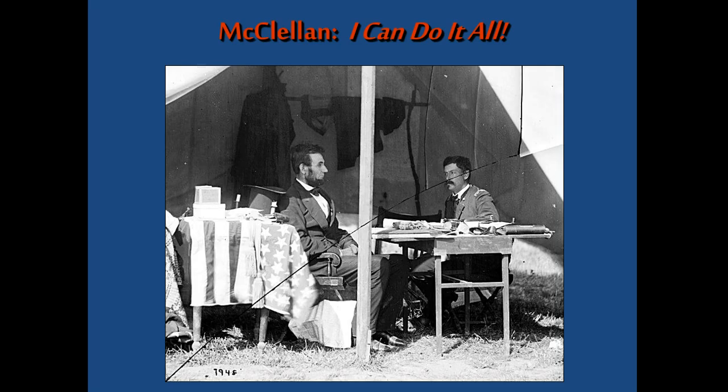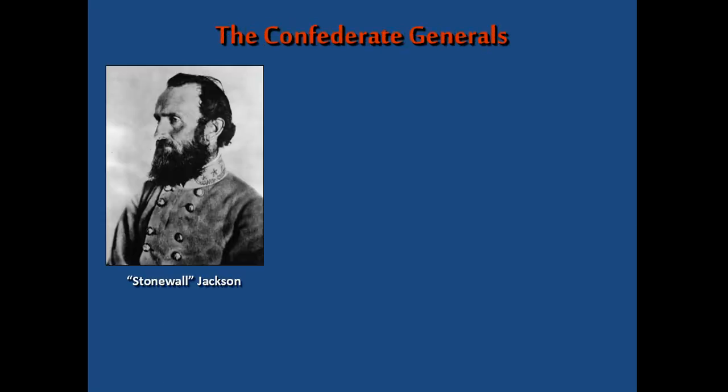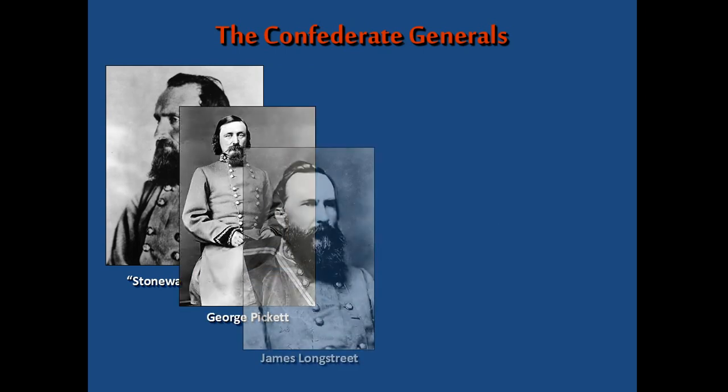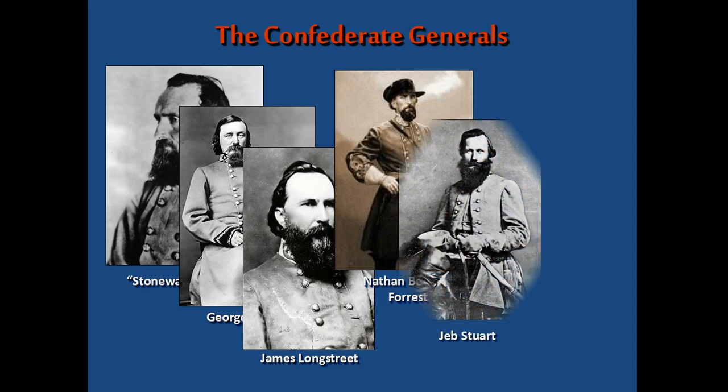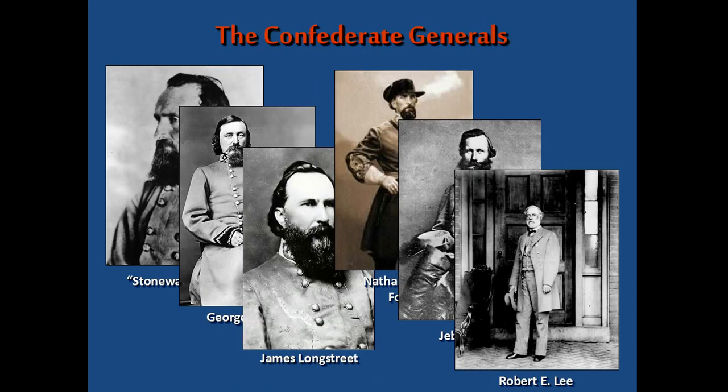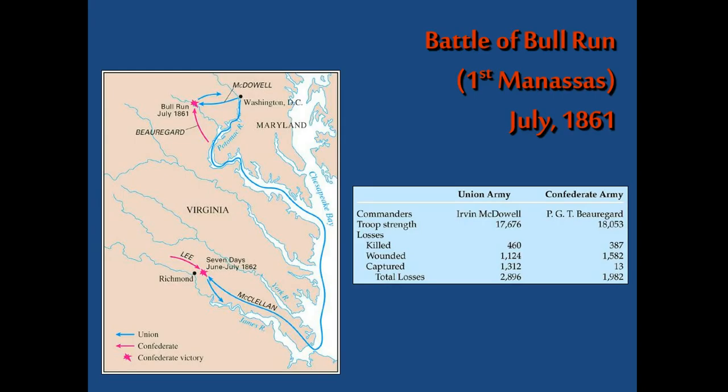Let's see what happens. The Confederate generals are a who's who of great generals. General Stonewall Jackson, George Pickett, James Longstreet, Nathan Bedford Forrest, Jeb Stuart, and of course the great Robert E. Lee. All of these guys are great strategists and tacticians using their knowledge of military tactics to defeat the Union Army and frustrate the Union Army in the first 2 years of the war.